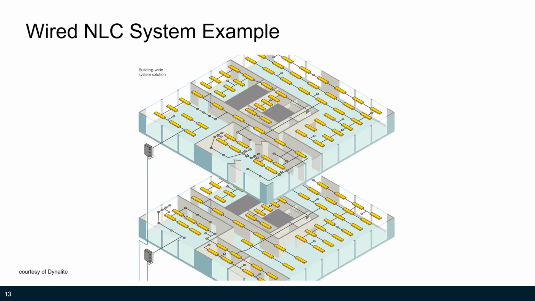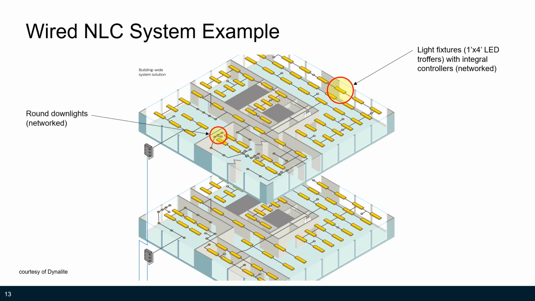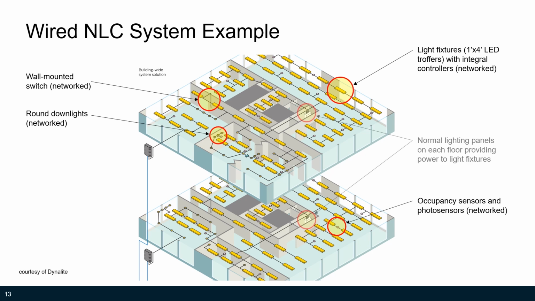So as an example of a wired system, here we've got 2 floors of a building. Each floor has a whole bunch of 1x4 LED troughers. There are also some round downlights here and there, and those can also be connected to the network. We've got wall-mounted switches, and notice that because this is a wired system, there's got to be some kind of wired connection back to the network. In this case, we have separate sensors, occupancy sensors and photo sensors. They're not installed in the fixtures. Those have to be connected to the network as well.